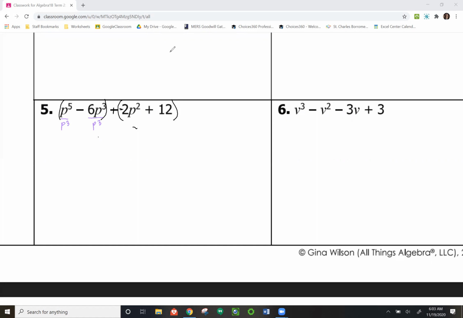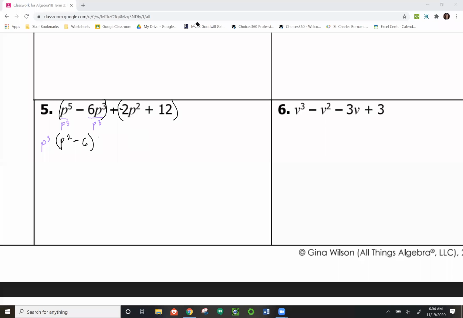So I've got, what am I going to have? A p cubed, and then what's left inside will be a p squared minus a 6. Okay, so I want whatever's left after I'm done factoring my second term, after I factor out my common factor, I want it to be a positive p squared minus 6.